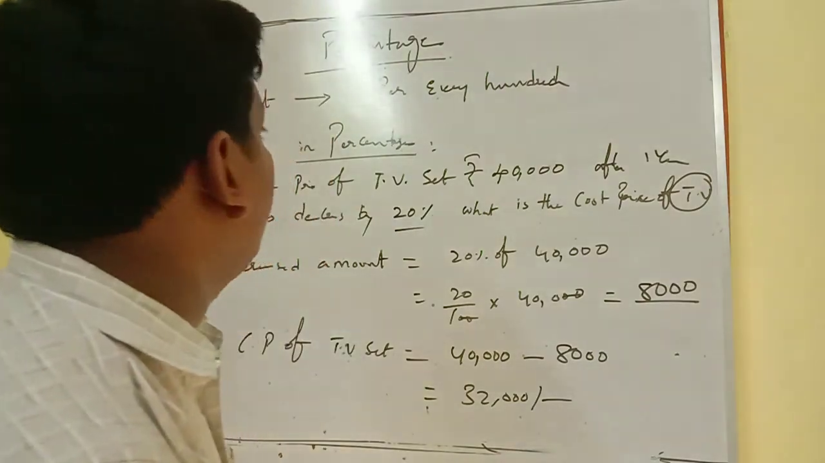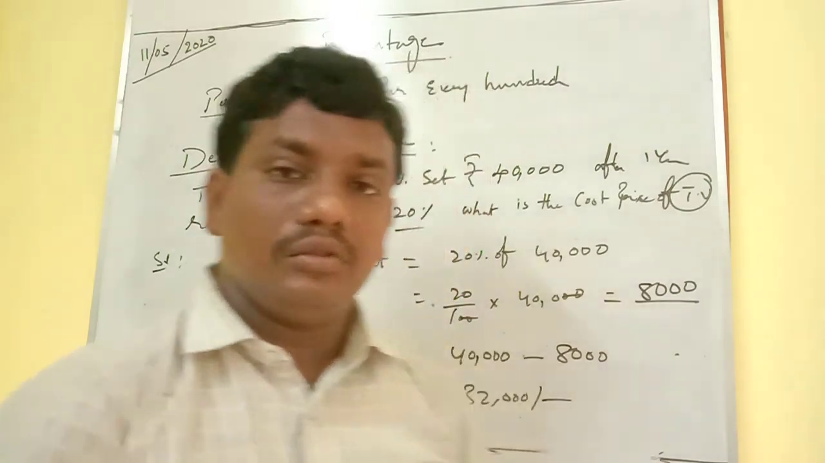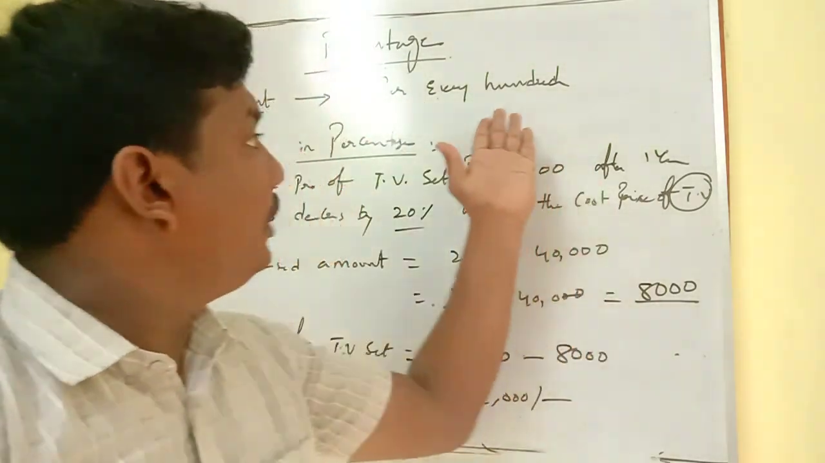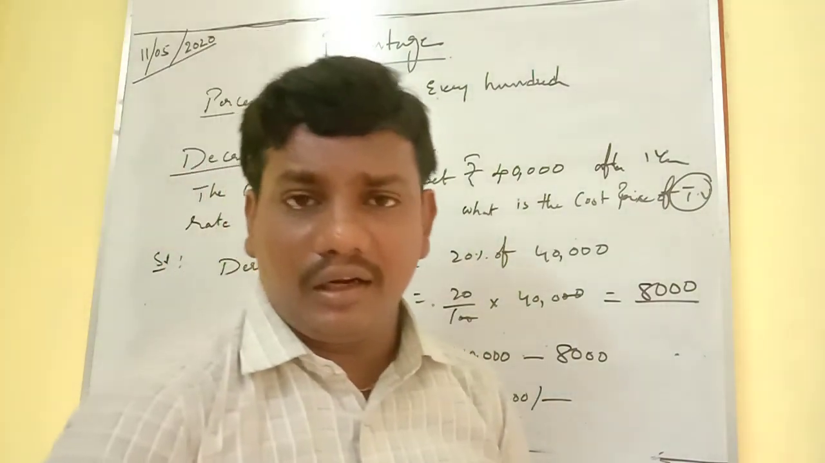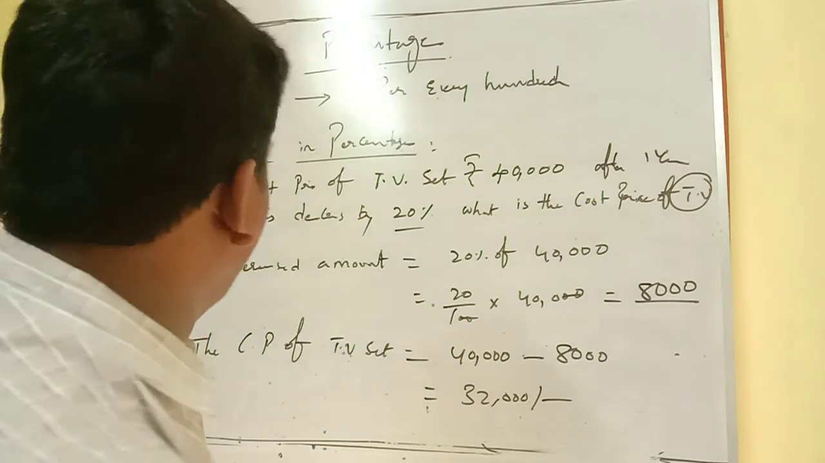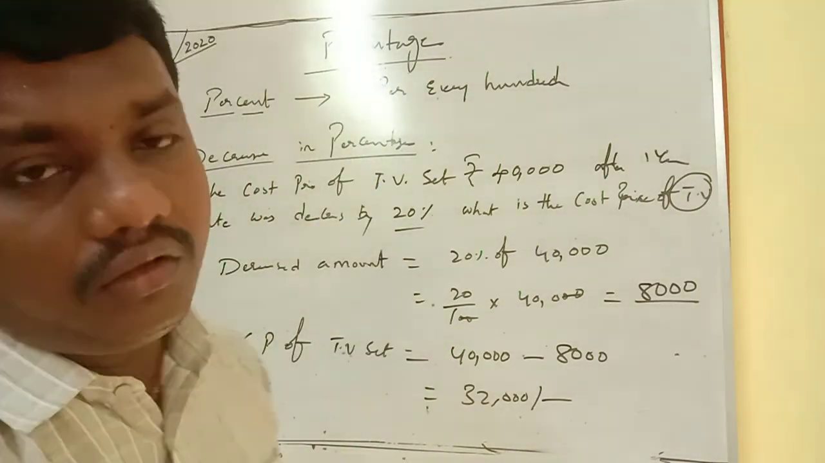Now we understand what percentage is. Percentage means calculating a quantity per 100, in the sense the denominator is always 100. So we found the decreasing percentage and increasing percentage also.